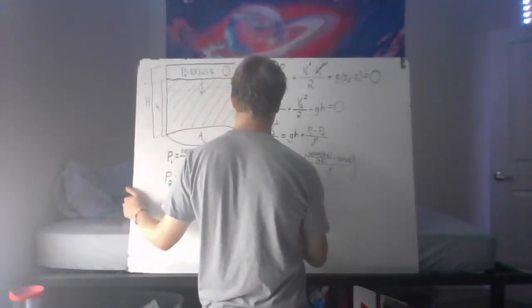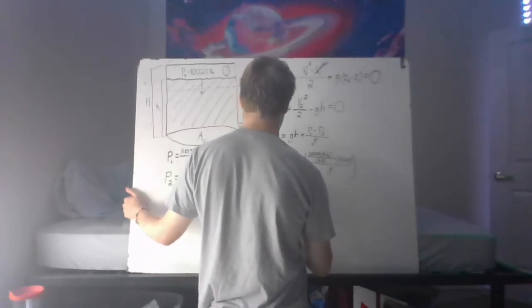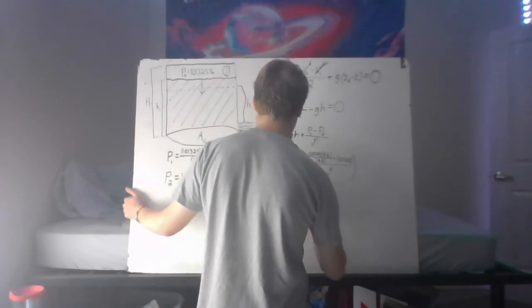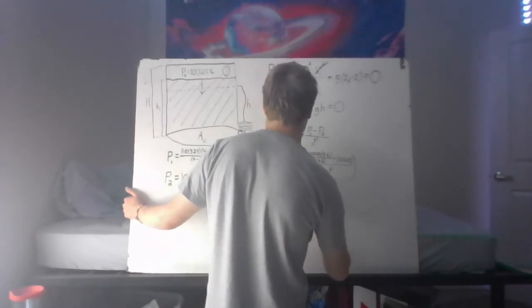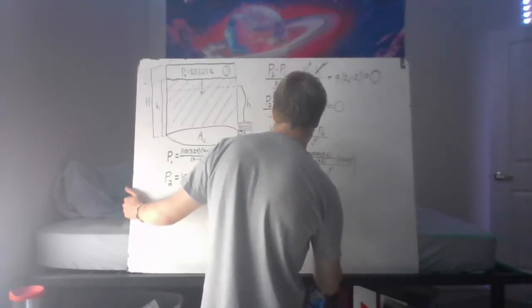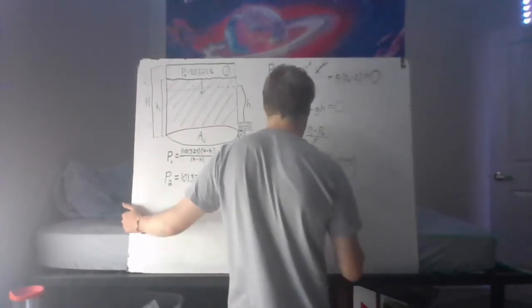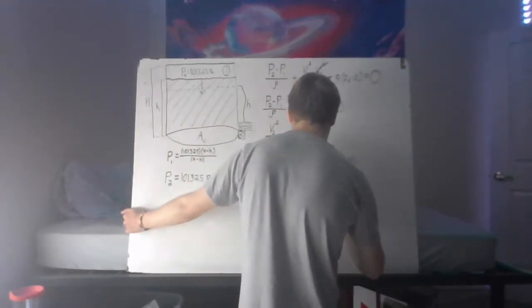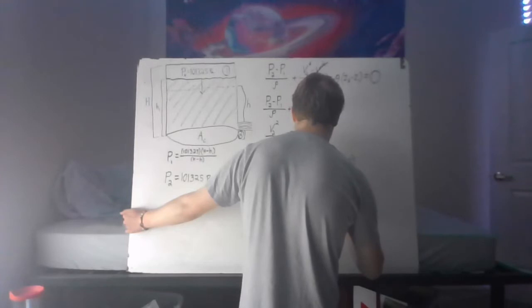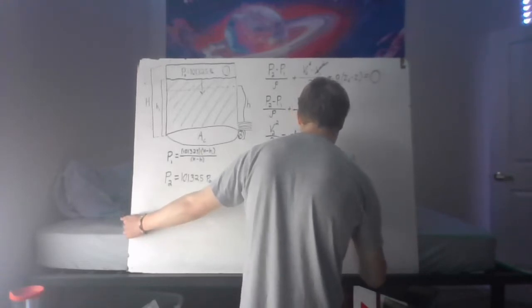So we'll get V2 squared over 2 is equal to gH plus 101,325 over rho, and then times our H minus HI over big H minus H1, and then just minus 1.